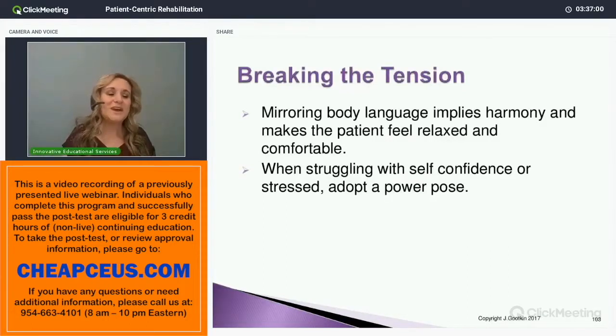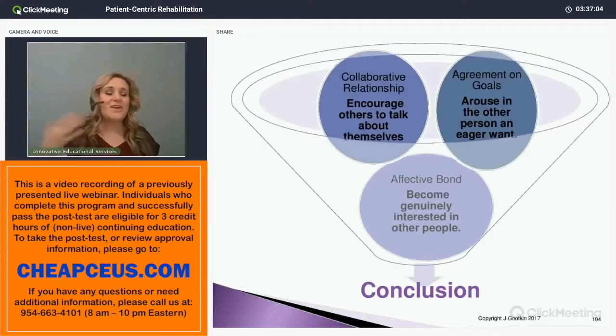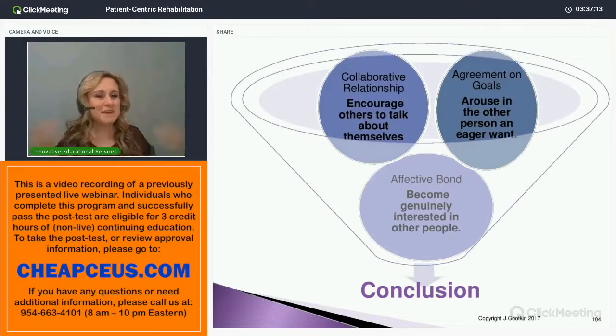Lots of different ways you could think of applying the information that we've covered today. Your goal is to create that collaborative working relationship with your patient that is beneficial for them and makes continuing in this session enjoyable for you also.